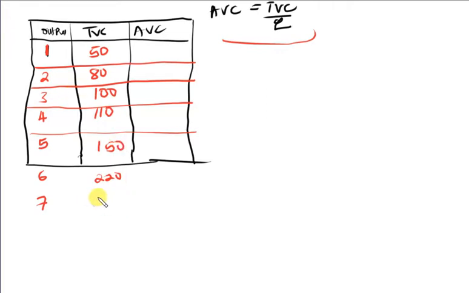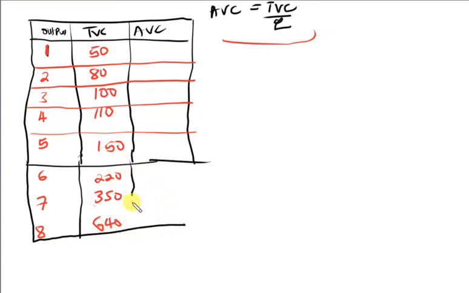Okay, here the output is 7, then it's 350, and then when the output is 8, here it's 640. So I want this to bring out the correct picture for you so that you understand this clearly. So that's why I had to add these digits. Okay, good. Now let's look at it properly.